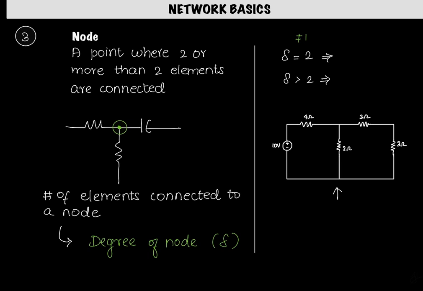If we have delta equal to 2, which means we are connecting 2 elements to a particular node, then this node is a simple node. On the other hand, if we connect more than two elements to a node, then that particular node is termed a principal node.